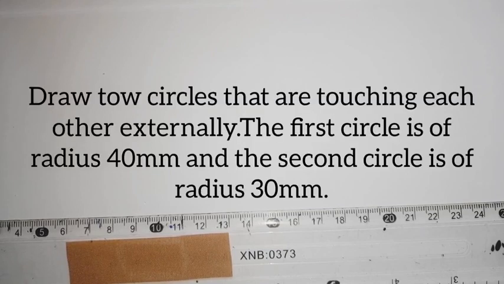Now we are going to look at tangency, and the question that we are going to handle is to draw two circles that are touching each other externally. The first circle is of radius 40 millimeters and the second circle is of radius 30 millimeters. So how do you draw the two circles to touch each other externally?